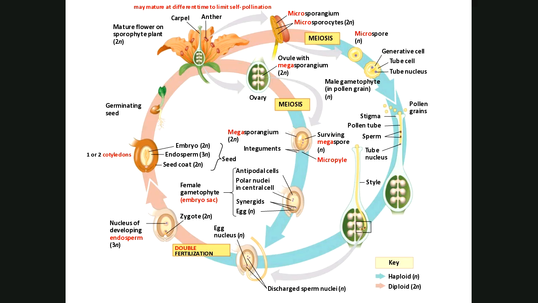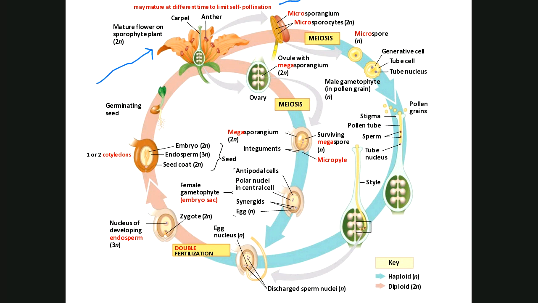All right, let's look at reproduction of these guys. Same thing, alternation of generation. Let's start up with the flower again, and we're going to specifically look at the male part. So the stigma, the filament, the anther. In the anther, there is the microsporangium.